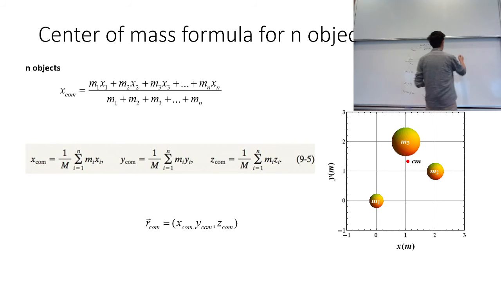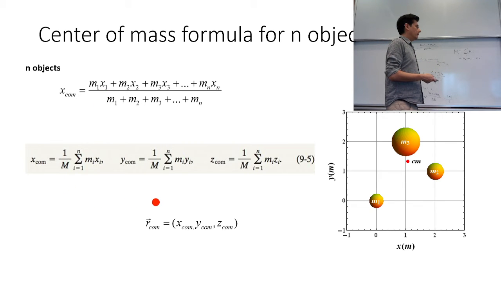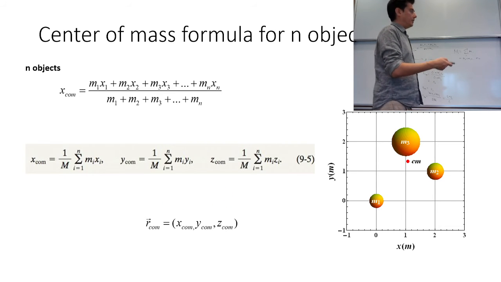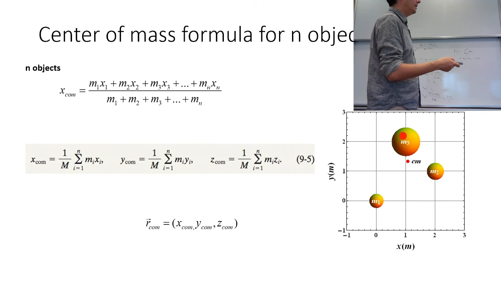So we write M is the sum of mi, which is equal to m1 plus m2 plus up to mn. And that will give you three coordinates to define the center of mass. So I did that in three dimensions, but for two dimensions, this is an example like this.